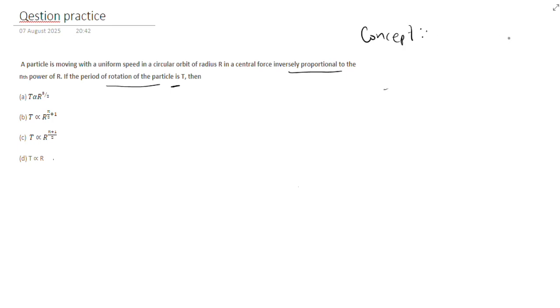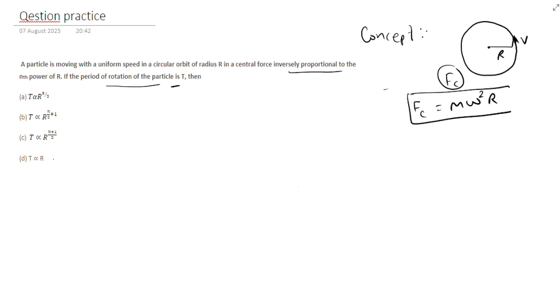So the concept is this: whenever a particle is moving in a circular motion with speed v and radius r, if there is a central force Fc, then we can write the equation Fc equals m omega square r, ठीक है। Now in this problem, it is given that Fc is inversely proportional to r की power n, ठीक है। So to remove the constant, we can write Fc equals k r to the power n, and from this equation we can write Fc equals m omega square r.